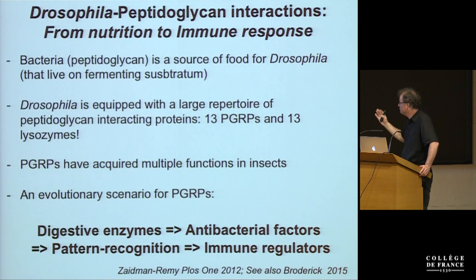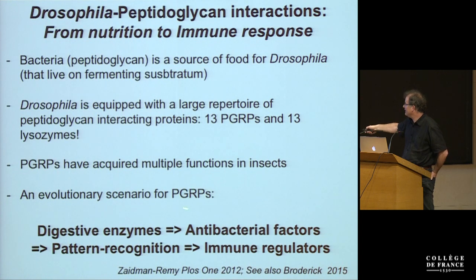So here I give you a little speculation about the evolution of PGRPs. Bacterial peptidoglycan is a source of food for Drosophila. And Drosophila is equipped with a large repertoire of peptidoglycan-interacting proteins: 30 genes encoding PGRPs, but also 13 lysozymes. I just want to highlight that bees or silkworms that live on very clean food have only 1 or 2 lysozymes. Among the two, it seems that PGRPs have acquired multiple functions.